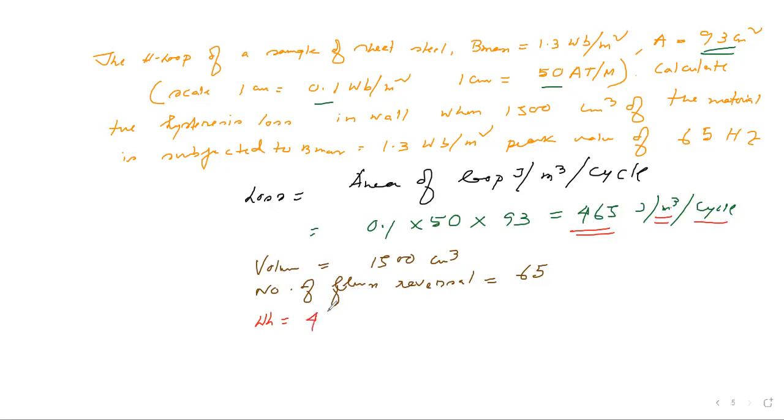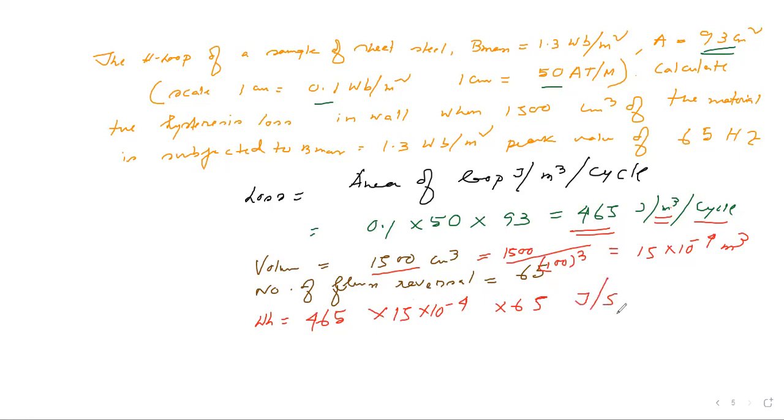So that is 465, and volume is 1500 centimeter cube. It is better to represent it in meter cube: 1500 divided by 100 to the power 3, that is 15 into 10 to the power minus 4 meter cube. So it equals 15 into 10 to the power minus 4 into 65, that is joule per second, which equals, if you put it in the calculator, 45.3 watt. So in that way you have to solve this.